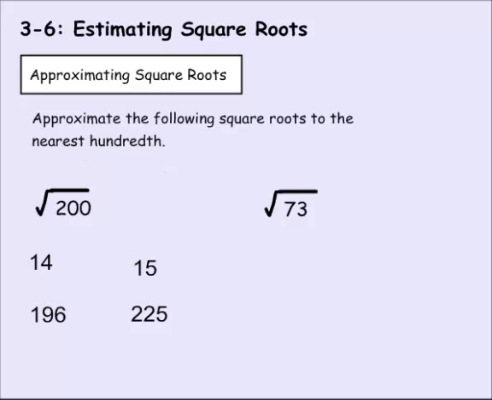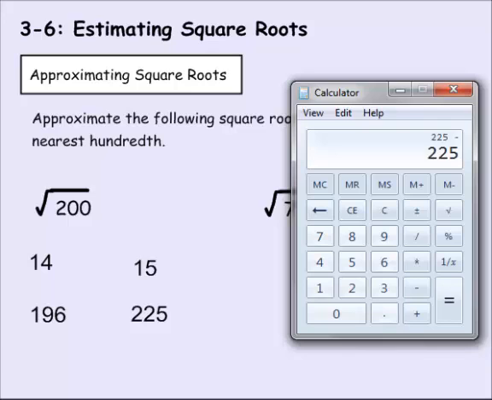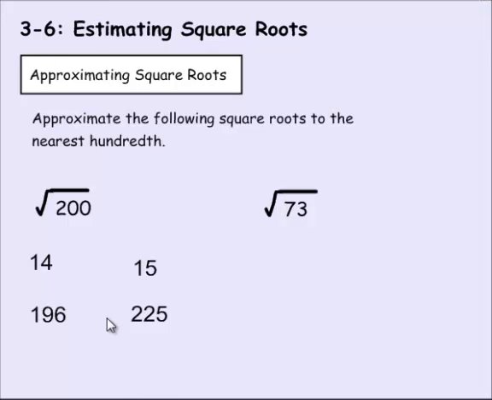To find my decimal, I could find the total distance between 196 and 225. So I'll do 225 minus 196. That's 29. That becomes your denominator, 29. Then the numerator becomes how far away 200 is from the lowest one. Okay, so 200 is 4 more than 196. So my numerator would be 4.